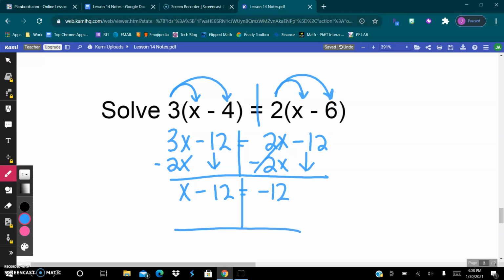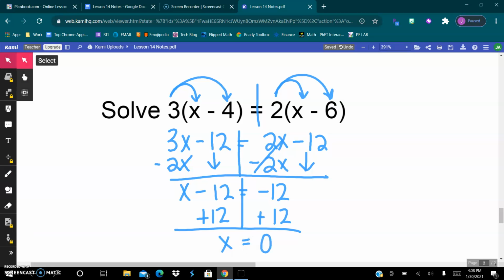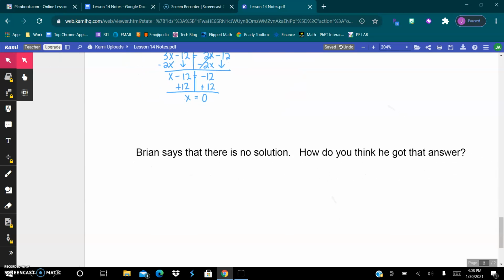So on the side with the variable, we got to get rid of that minus 12, so I'm going to add 12. And negative 12 plus 12 is 0, so x equals 0 in this case.